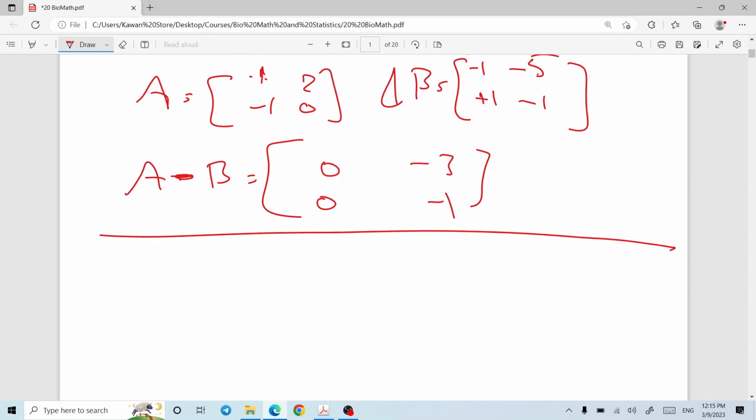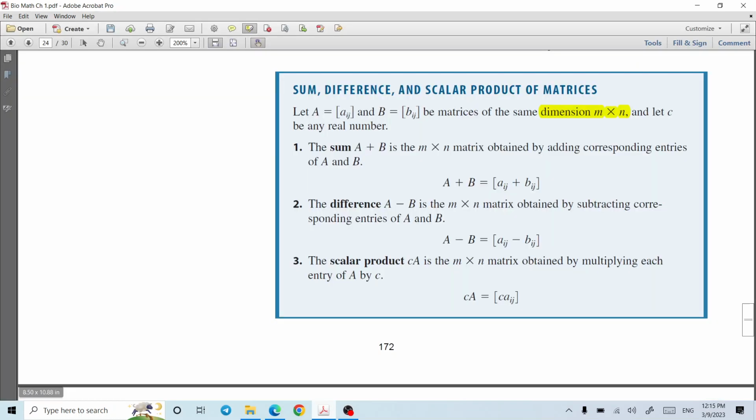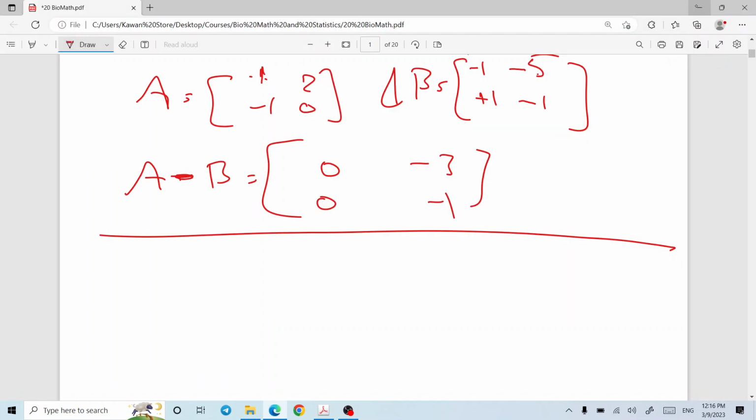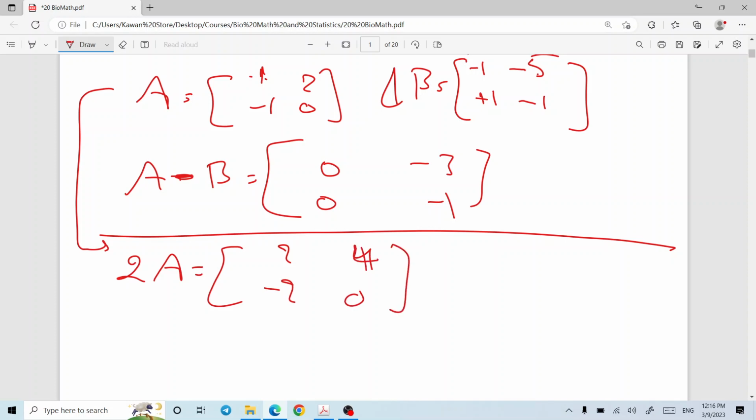Now, next what we have? You can see also we have scalar multiplication. What do you mean by scalar multiplication? We have a number, we multiply them. How? For example, in the previous one, I say 2 multiply A. So it means that each element should be multiplied by 2. So I'll get 2, 4, minus 2, 0. Clear, dears? Good, very good.